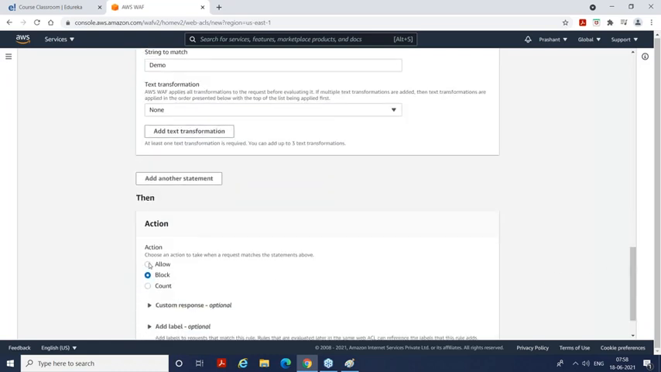If I want, I can just say like this. So basically you can do your packet level inspection, and depending on your business requirement, you can decide whether you want to allow, block or count. Allow will allow the traffic, block will block the traffic. Count basically will keep track of how many such requests are coming in.